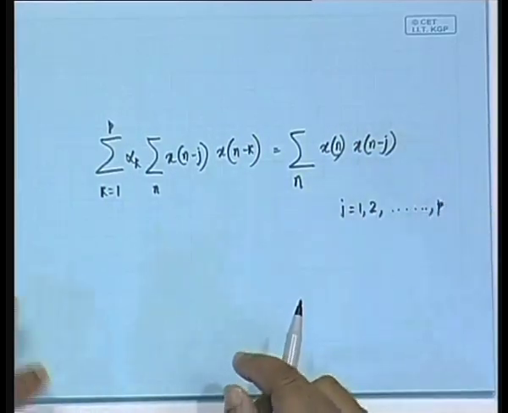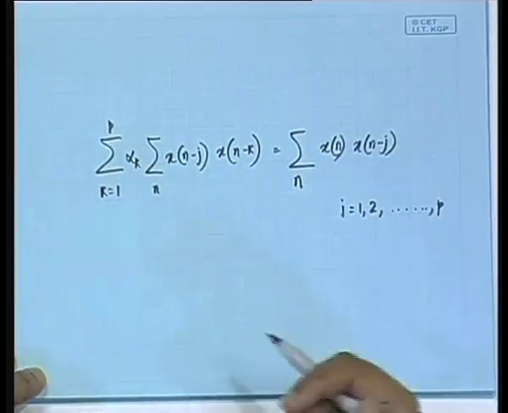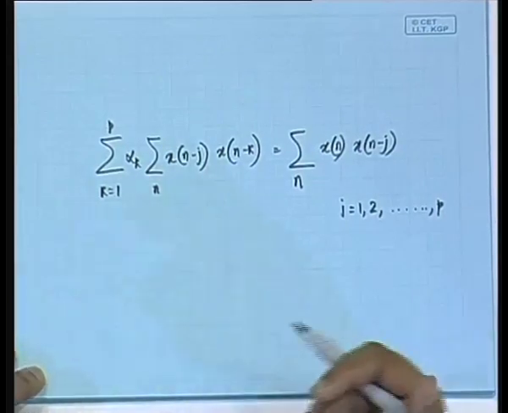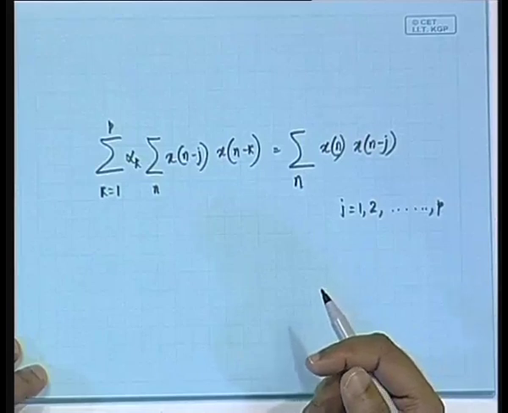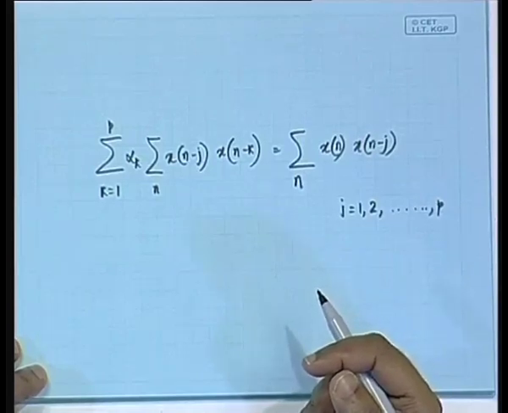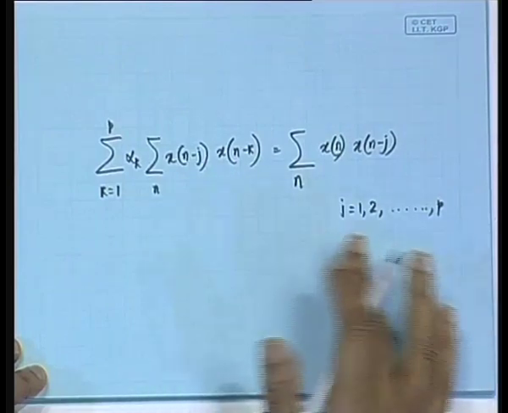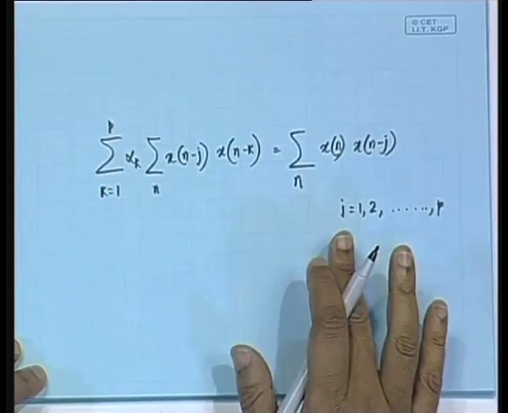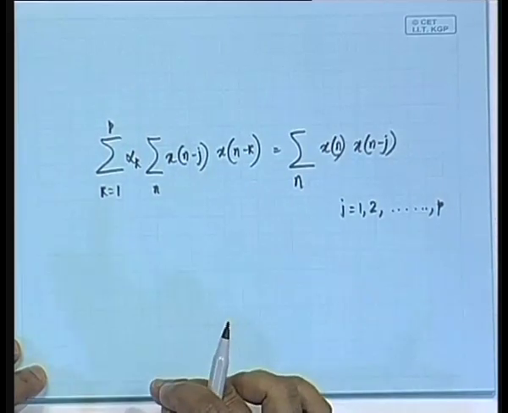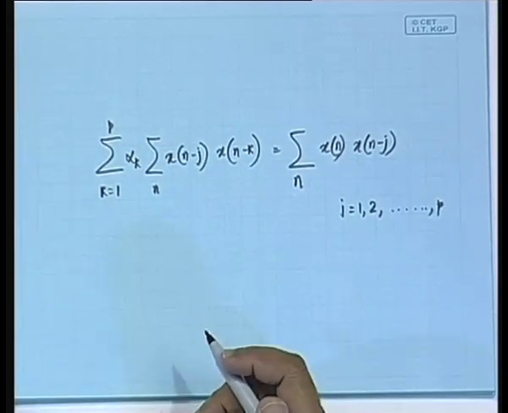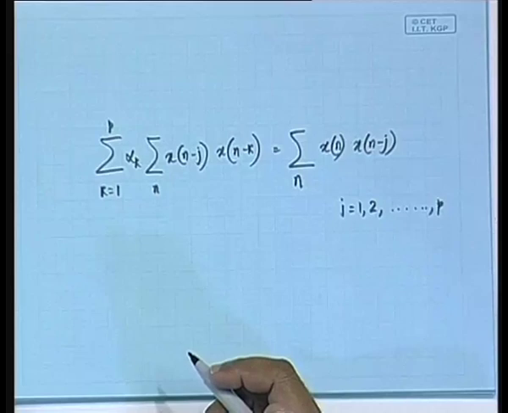And what is p? P is the order of prediction, meaning up to how many past samples we are taking for prediction, and alpha k's were the coefficients which we want to determine. So, essentially we have got a set of p equations and p unknowns. The unknown quantities are alpha 1 to alpha p.